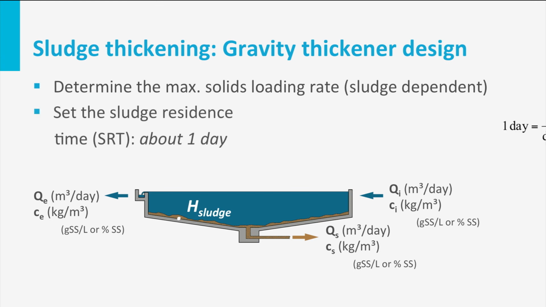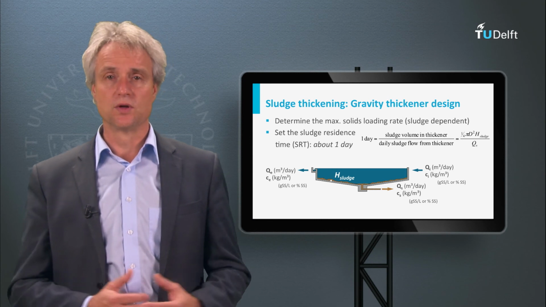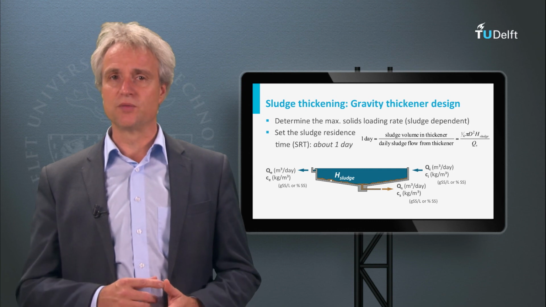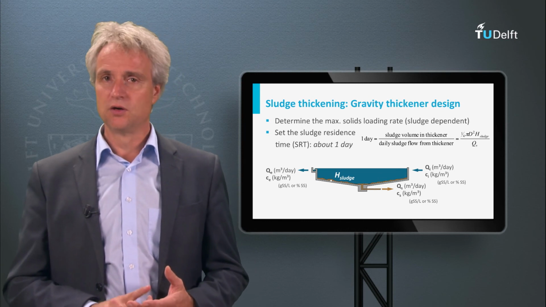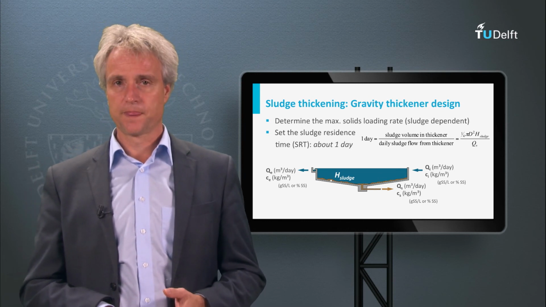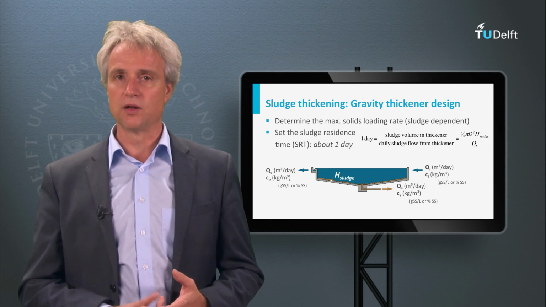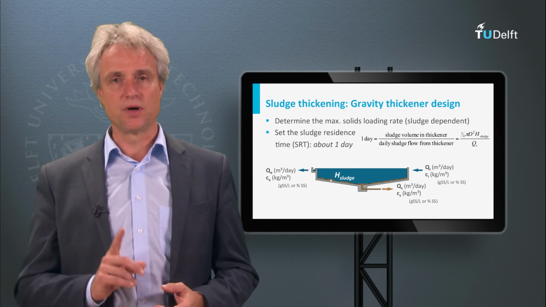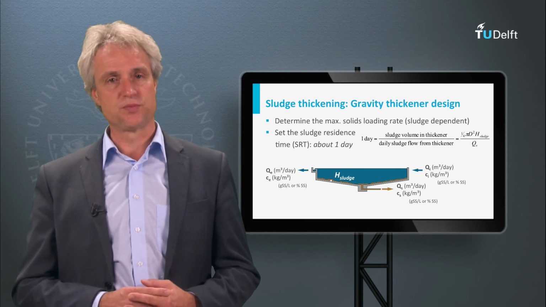The SRT is defined by the volume of the sludge layer divided by the flow rate of the thickened sludge. In general, the SRT is set to about 1 day and is a compromise between the achievable extent of sludge settling and the prevention of putrefaction of the accumulated sludge. Sludge putrefaction inside a thickener may lead to acidification, malodor, and sludge flotation owing to gas production. At an SRT of about 1 day, proper sludge thickening is achieved, whereas odor development is prevented.